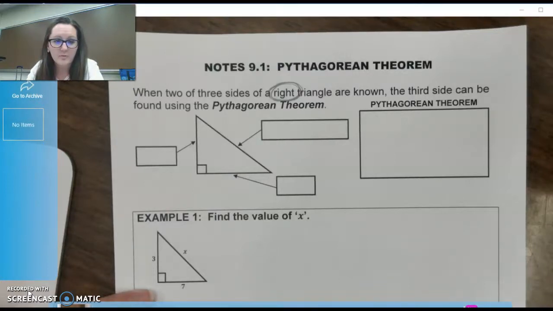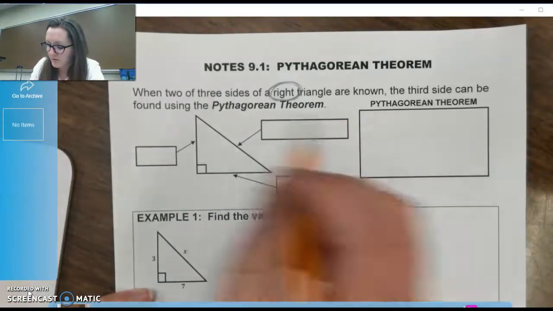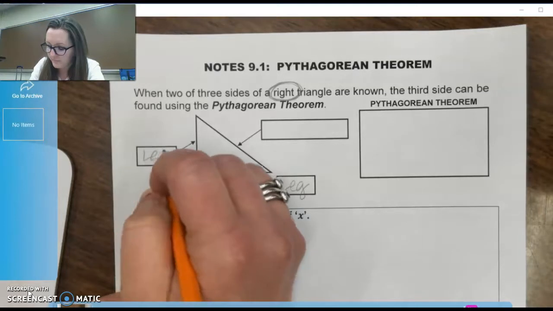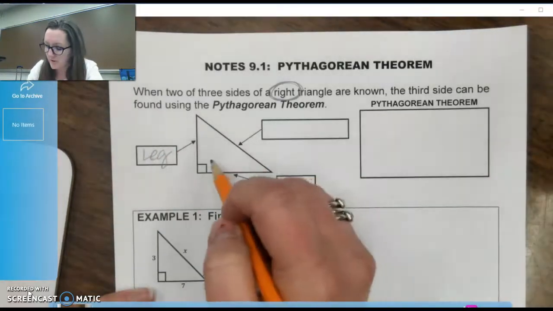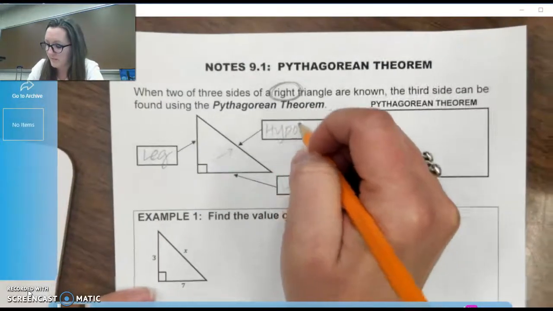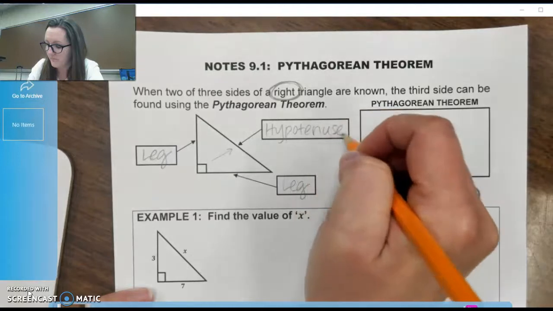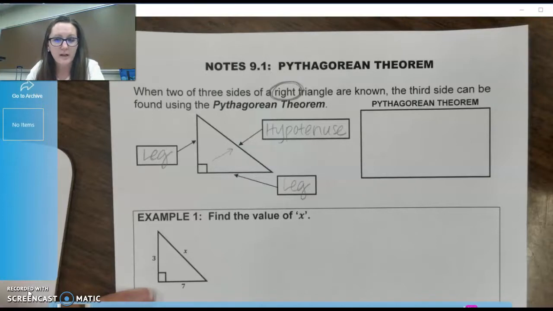So here we go. We're going to label our right triangle first. In a right triangle, you always have two legs, and your longest side, which is across from the right angle, is called your hypotenuse. A long time ago, Pythagoras learned that you can find the lengths of the sides of right triangles if you use a formula.